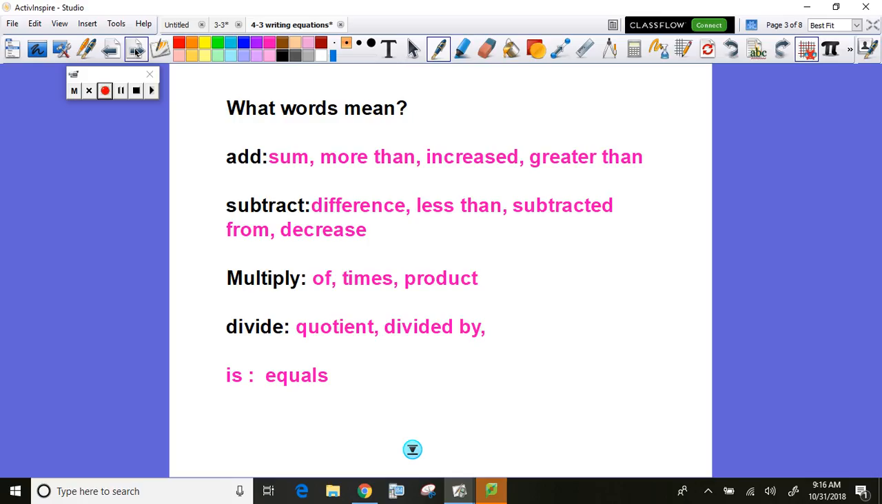So what do the words mean? The important thing today is add. We're going to add when it says sum, more than, increase, greater than. Again, we'll write these down in our Squid notes tomorrow. Subtract is difference, less than, subtracted from, decrease. Multiply, the most important word is of. Of always means times. Times, product, divide, quotient. And then a biggie is always equals.